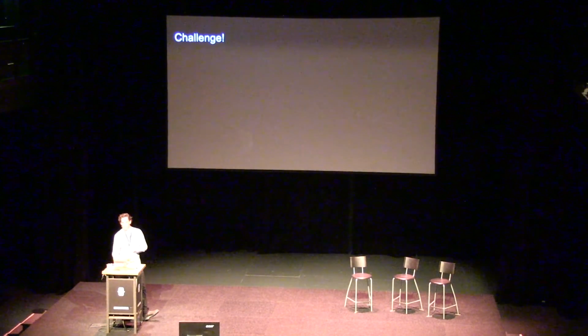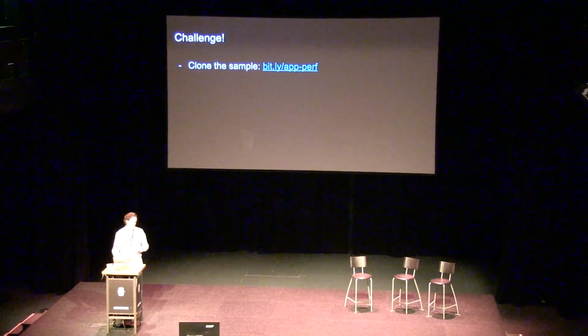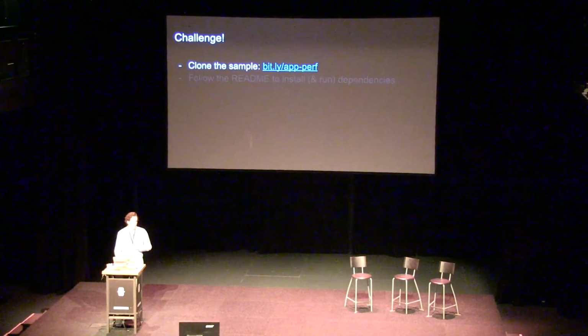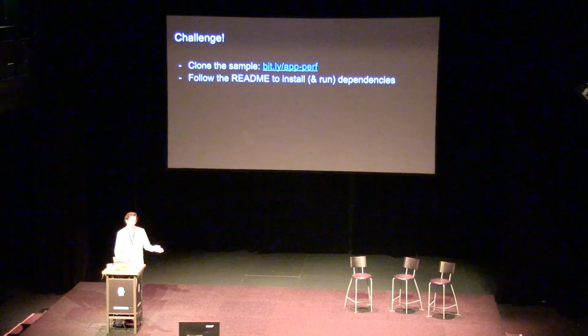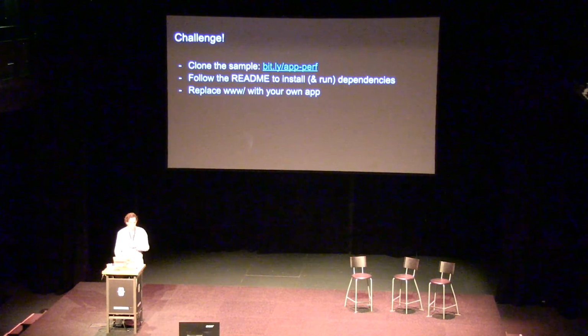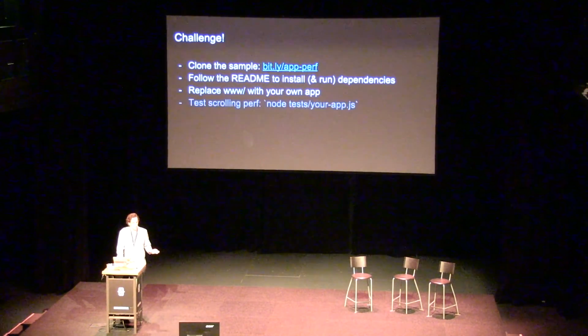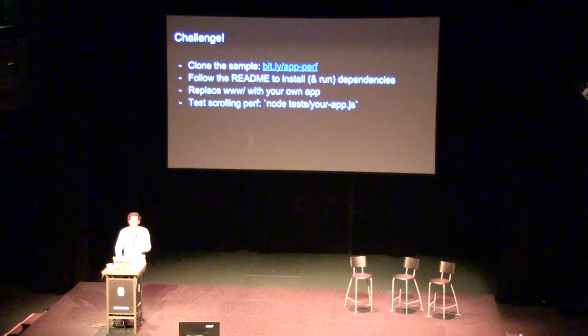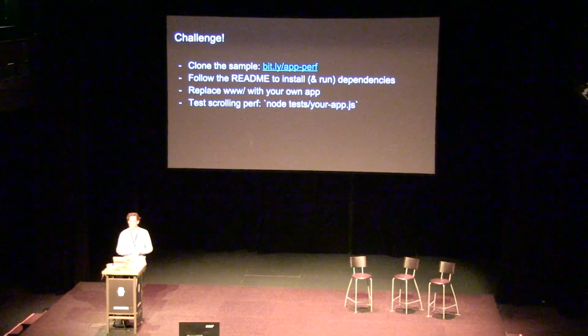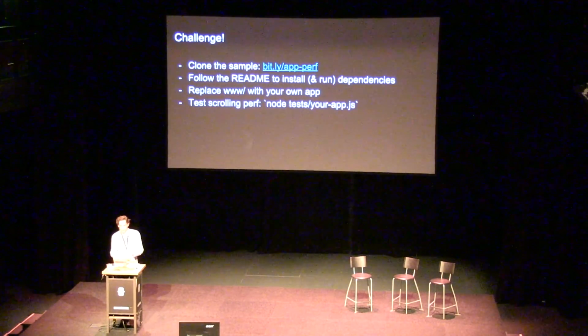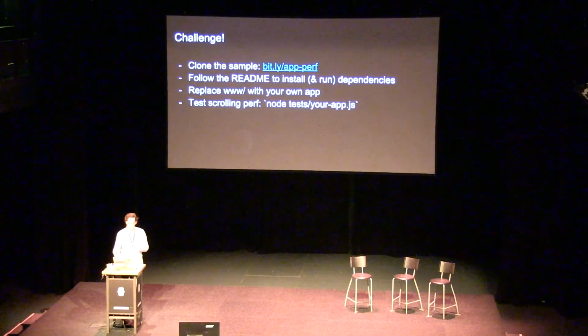So I'm going to close with a little challenge for you, if you choose to accept it. There's this app-perf sample that is on GitHub. If you can clone this sample, there's a few dependencies you have to install and run. You likely have a number of them already as PhoneGap Day attendees. You can replace the www directory with your own application and quickly test the scrolling performance, which will give you a nice overview of your app, if it does indeed scroll, by simply running this node test, and I've tried to comment that file as well to give you a few pointers on things you might want to change if you don't have the iOS 9.3 simulator on your machine.